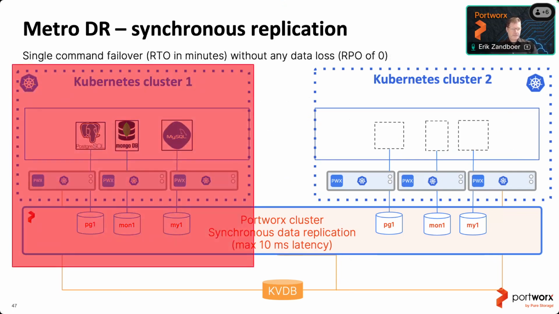So again, if Kubernetes cluster 1 failed, there would be a single command with 0 data loss to actually scale your application back up on the remaining site, and things will recover. So those are basically the 2 ways Portworx can help you with doing DR.